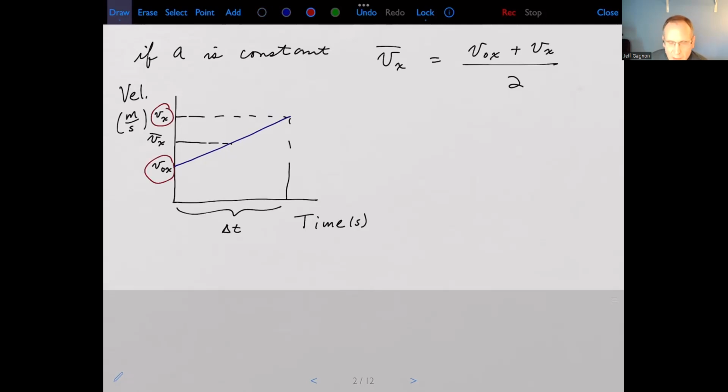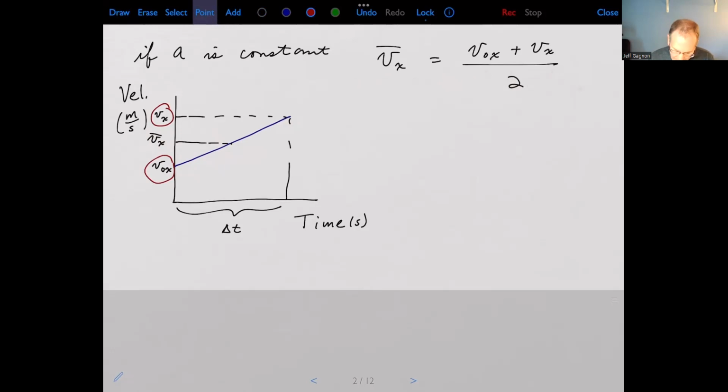So that average right there is really the average of the initial and final velocities because it's right in the middle. But that's only true because this function is linear here, right? If it had some other weird shape, then the average wouldn't necessarily be the average of these two. It wouldn't necessarily be right in the middle. But if you have constant acceleration, then that is true. So this is going to be true, where that average is simply the average of the initial and final velocities.